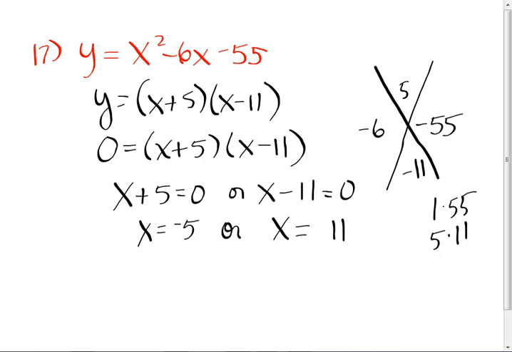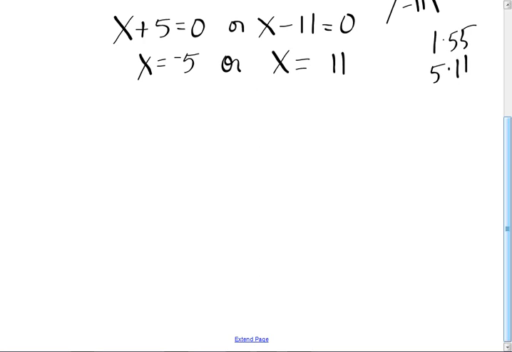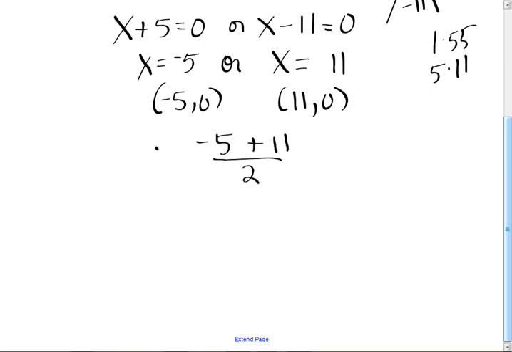How do you find the axis of symmetry? You add these up. By the way, this is negative 5, 0. This is 11, 0. You add them up, and you divide by 2, and that's the x-coordinate. You can't make it any easier than this. What is that? That's 6 over 2, isn't it? So x equals 3. I would accept that as an answer. It's nicer if you wrote x equals 3.